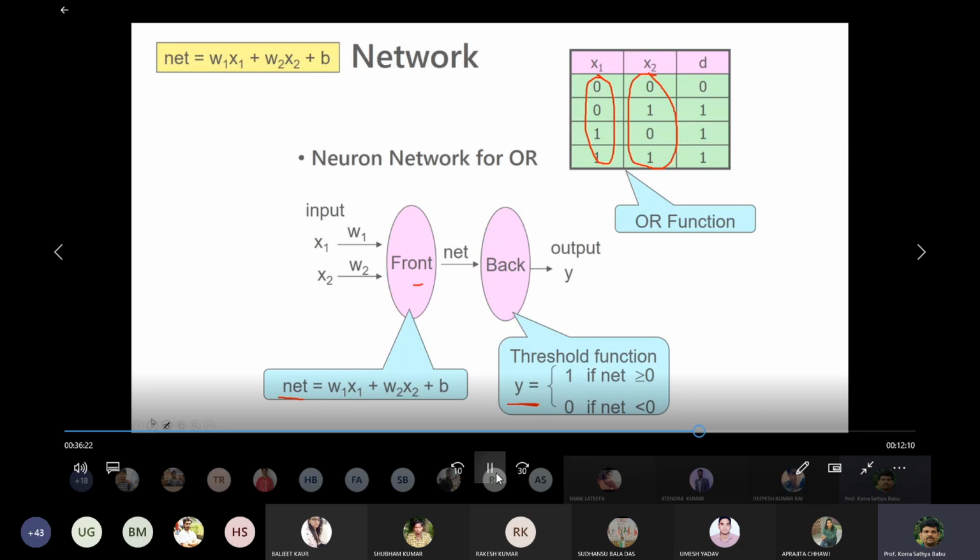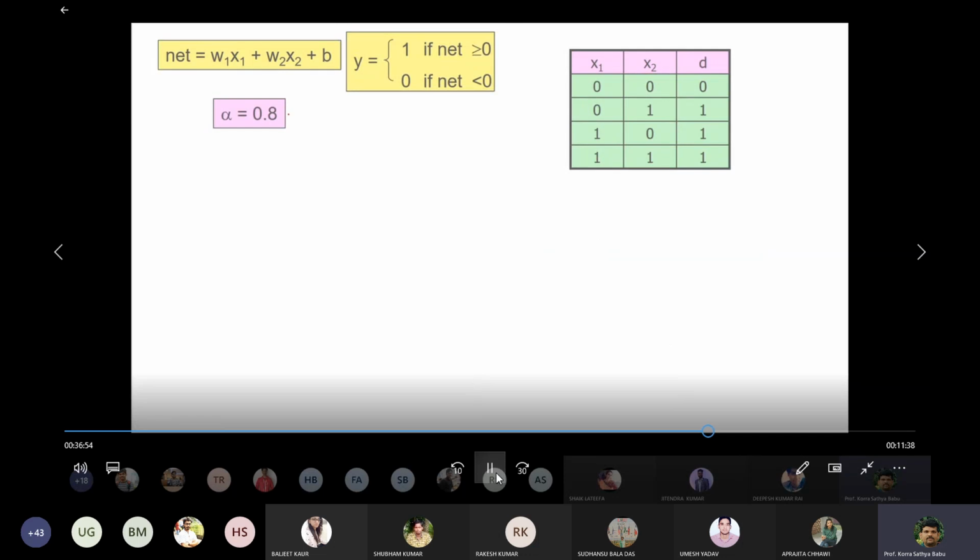Now suppose net equals w1 x1 plus w2 x2 plus b. This is the formula, right? This is what happens in the front end. And what happens in the back end, for example, is y equals 1 if net is greater than or equal to 0, and it is 0 if net is less than 0. So with this, let us try to train this data. How? Now assume that alpha is 0.8, the learning rate.